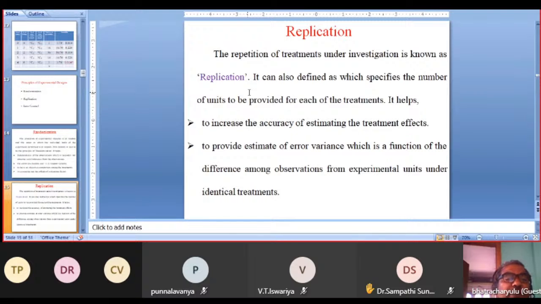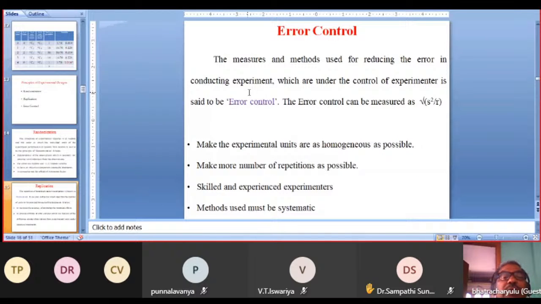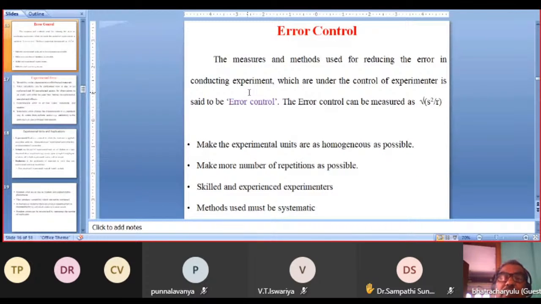And whatever the third principle is, error control: the measures and methods used for reducing the error in conducting the experiments which are under the control of the experimenter, which is generally said to be error control. The error control can be measured by using the general formula, the square root of s square by r, where s square is called the sample variance.